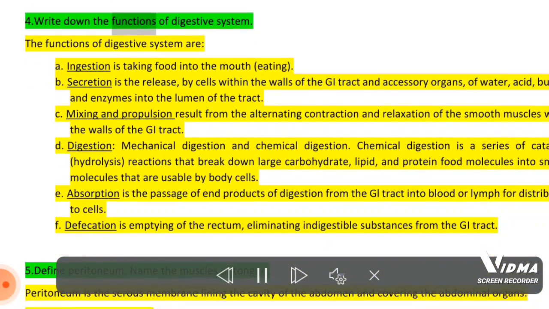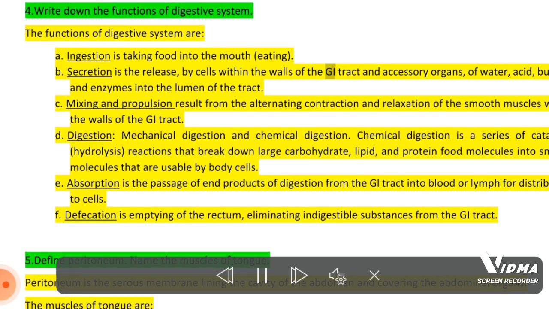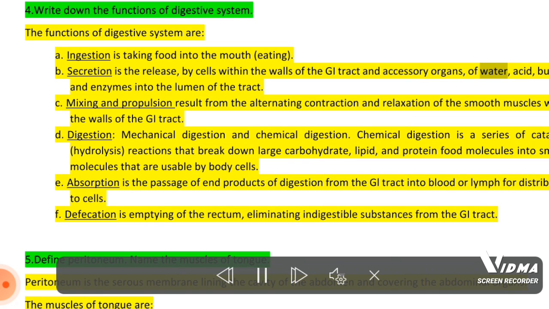4. Write down the functions of the digestive system. The functions of the digestive system are: ingestion is taking food into the mouth, eating. Secretion is the release, by cells within the walls of the GI tract and accessory organs, of water, acid, buffers, and enzymes into the lumen of the tract. Mixing and propulsion result from the alternating contraction and relaxation of the smooth muscles within the walls of the GI tract.